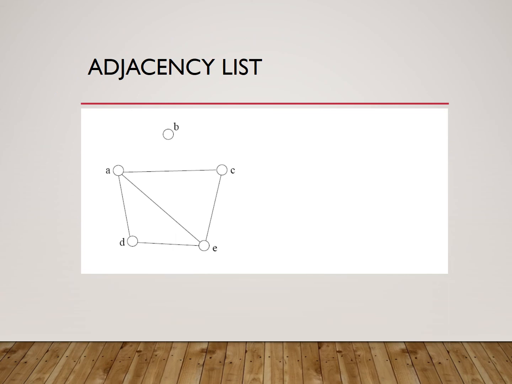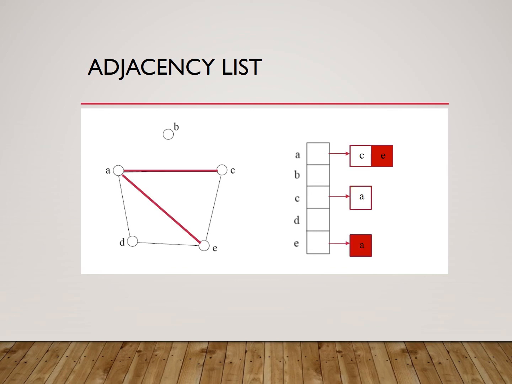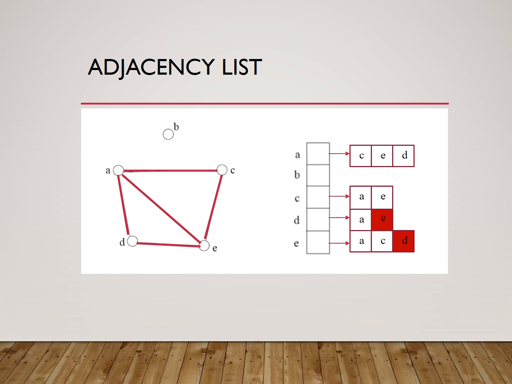Next, let's look at the adjacency list. We start by having a one-dimensional array of size n. For the edge that connects vertex A and vertex C, we add linked list items from A to C and from C to A. We repeat for the other edges one by one. This is the completed adjacency list.